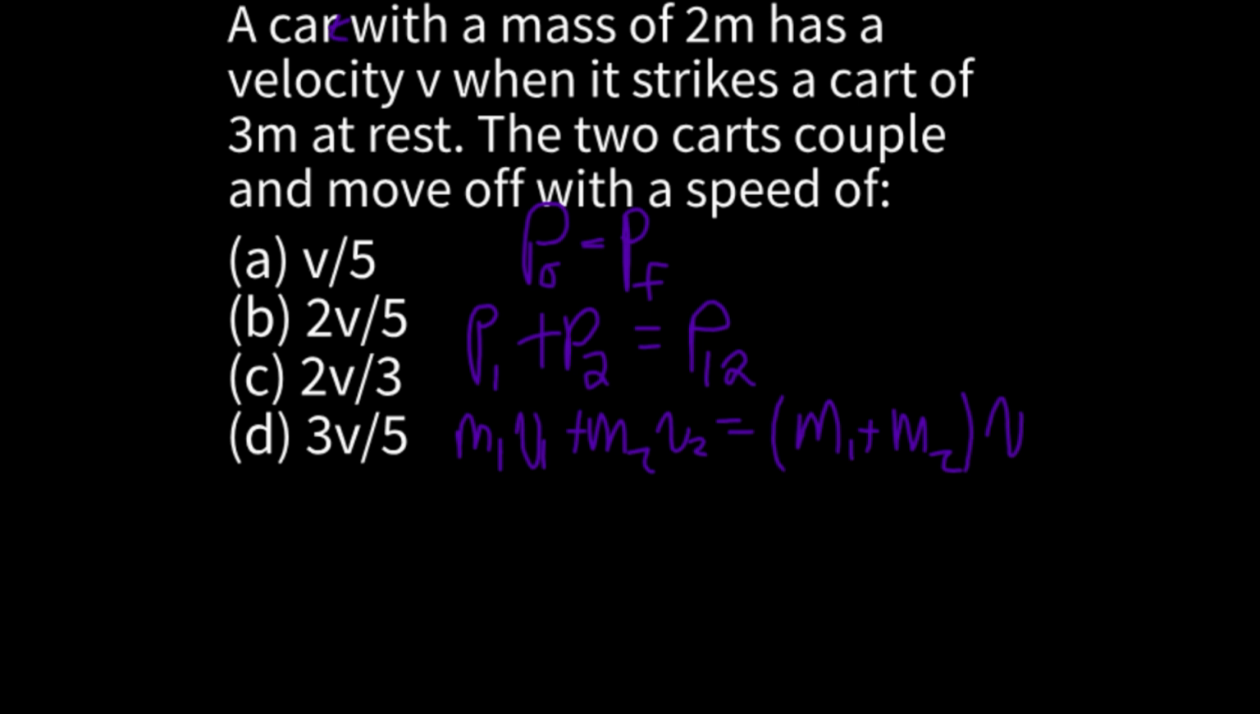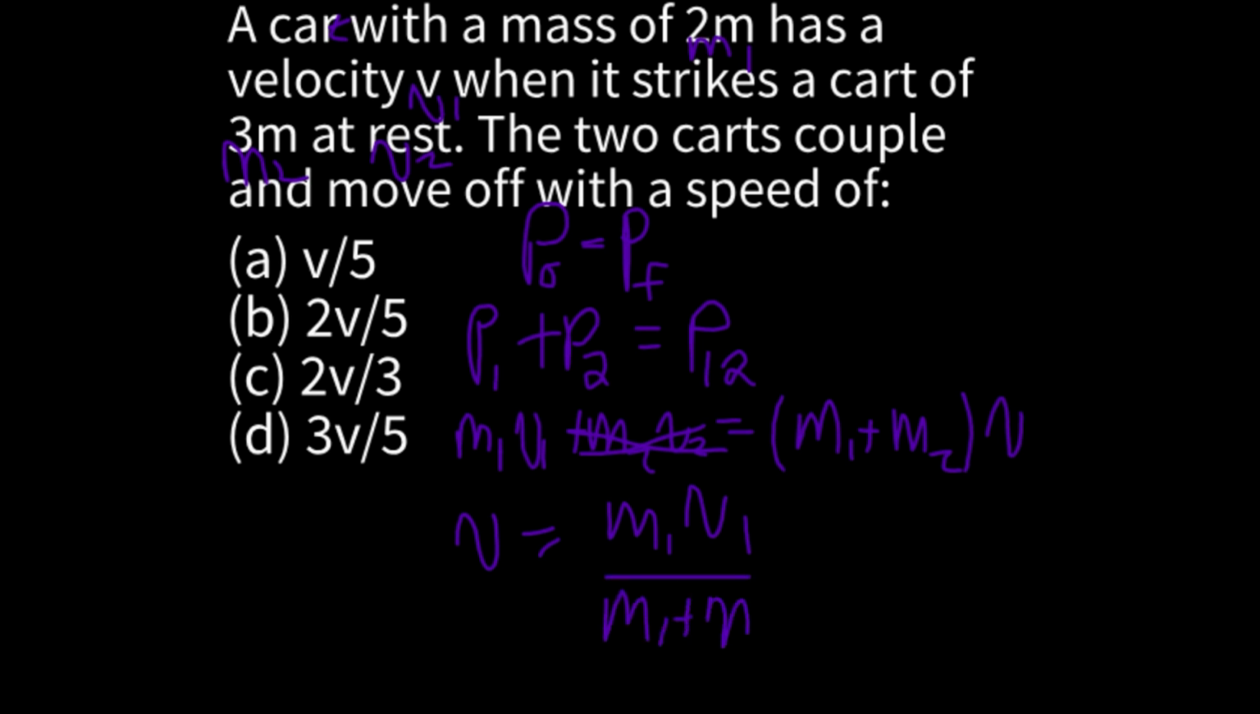Alright, so this is our M1, this is our V1, that is our M2, and that is our V2. We know V2 is at rest, therefore our second car has no momentum because it's not moving, it's not in motion. So there goes that term. Now we can solve for V to see that it equals M1 V1 divided by M1 plus M2.